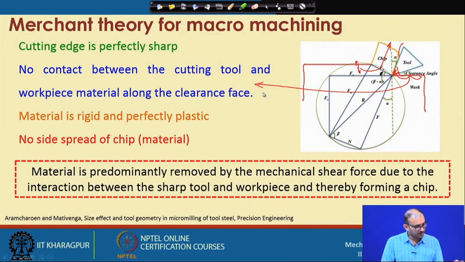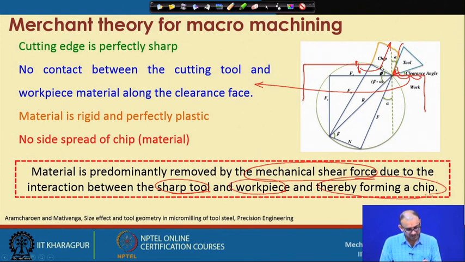So, finally, it was told that material is predominantly removed by the mechanical shear force. So, mechanical shear force is given by the tool due to the interaction between the sharp tool, that is the first thing, and the workpiece, and thereby it forms a chip. So, that is what Merchant theory tells us when you do calculation of these different types of forces by using this Merchant theory.